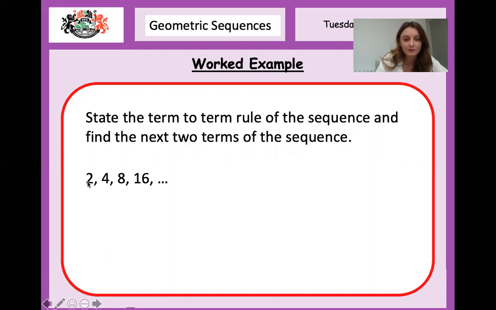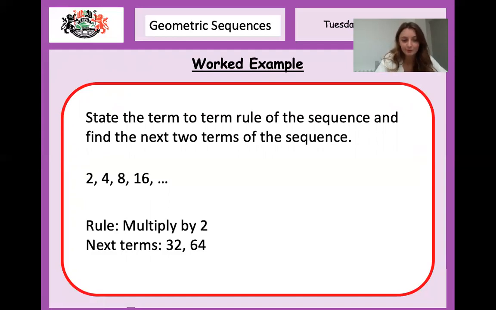Now, if we look here, we know it's a geometric sequence because that's what we're doing. So you could say add 2, but then if you look, it's add 4, so that's not the same, so it can't be that. So it's actually a geometric sequence. If you look, it's doubling, isn't it? 2, 4, 8. It's doubling each time. So the actual rule is multiplying by 2, and that would mean that the next terms would be 32 and 64.